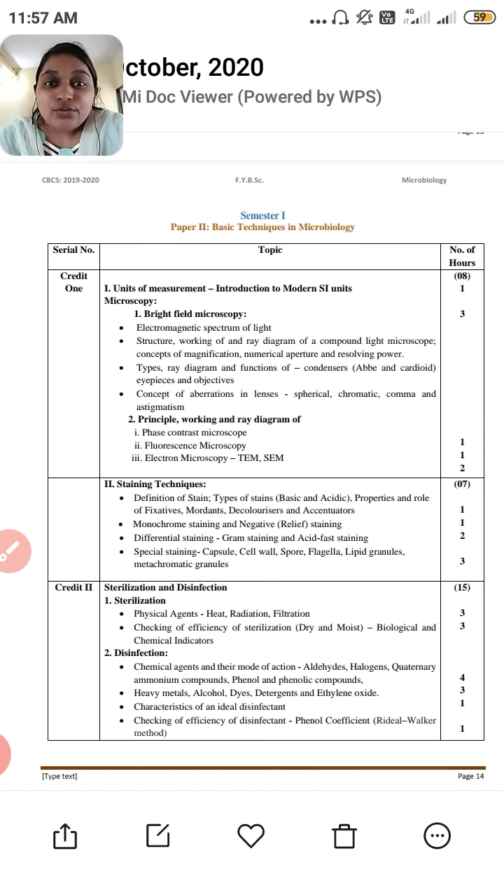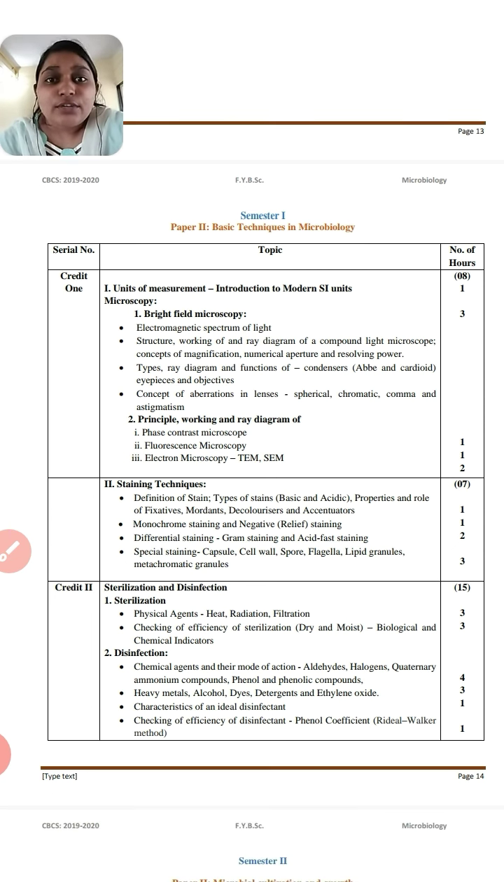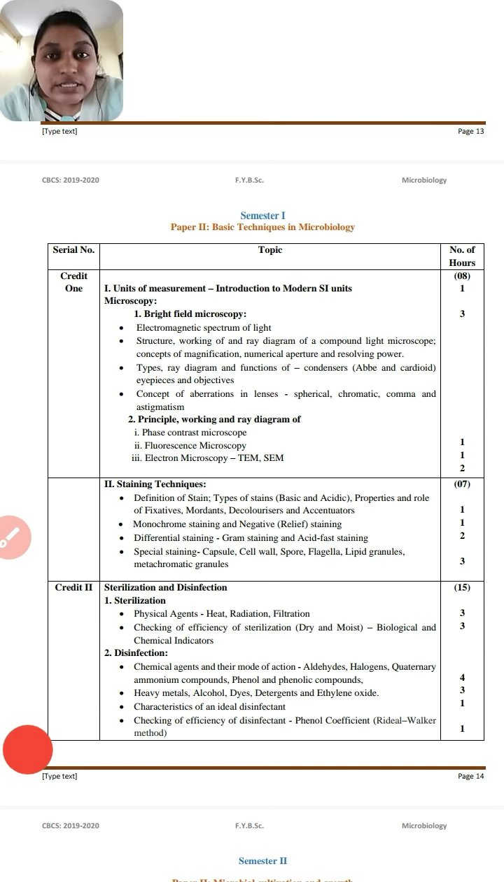So after that we will use special kinds of stains for making visualization of the different parts of the microorganism. Microorganisms, like bacteria, have different parts, which are the capsule, then flagella, spore, cell wall, different parts. To make them visible we use special types of stains, which are used to visualize these kinds of parts.